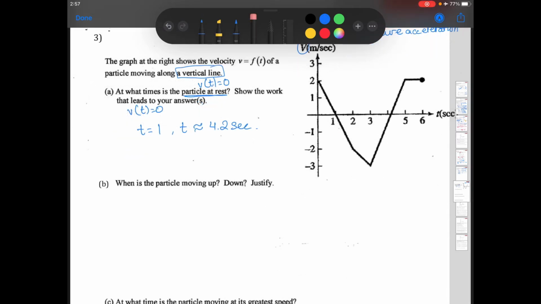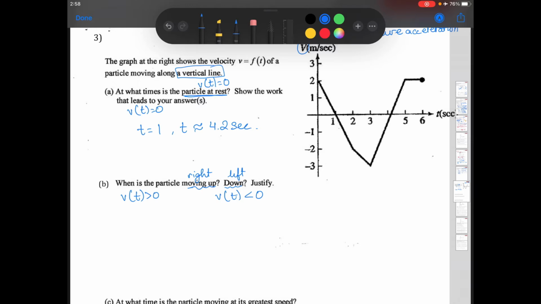Part B. When is the particle moving up, down? Justify. So moving up is the same as moving right, which means my velocity is greater than 0. And down means left, and velocity is less than 0 or negative. In other terms, velocity greater than 0 is above the x-axis and less than 0 is below the x-axis, right? So let's look at our intervals.